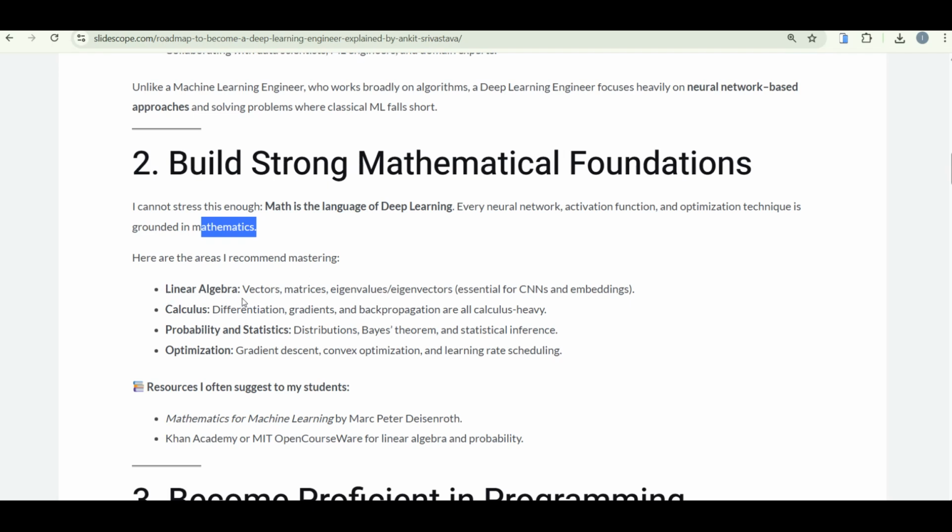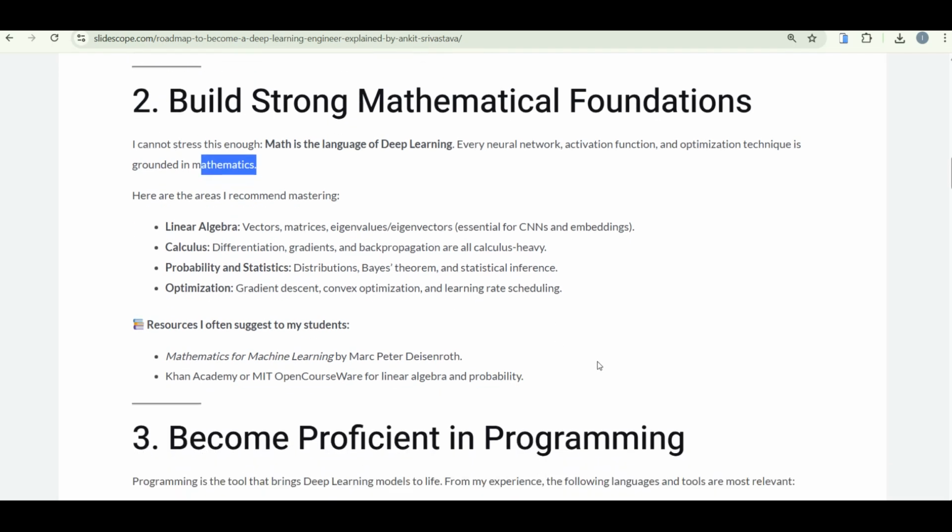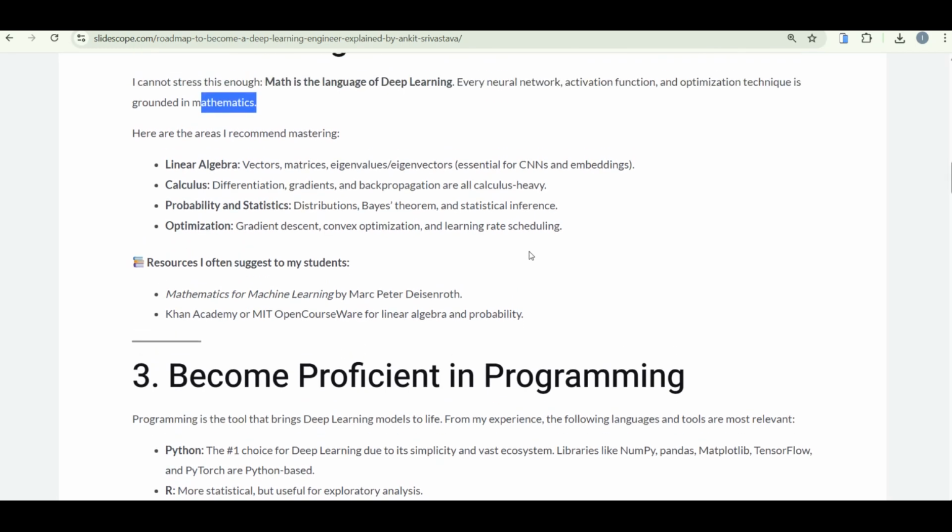Learn linear algebra: vectors, matrices, eigenvalues, eigenvectors, essential for CNNs and embeddings. Then calculus: differentiation, gradients, and backpropagation are calculus heavy. Probability and statistics: distributions, Bayes theorem, and statistical inference. Optimization like gradient descent, convex optimization, and learning rate scheduling. Resources I will suggest are given here. I will provide this link and you can refer to them.